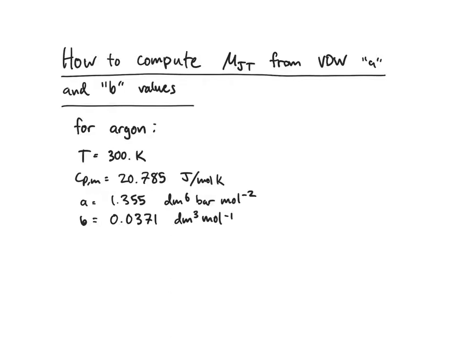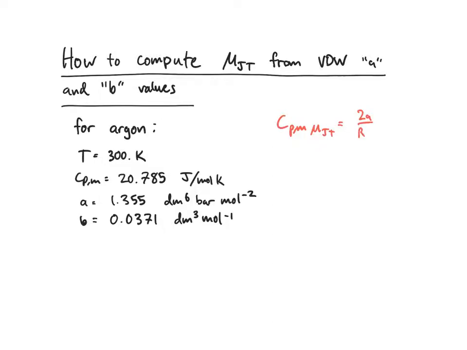Hi everyone, in this video I'm going to show you how to compute the Joule-Thomson coefficient from the van der Waals parameters A and B at a particular temperature. And to begin, we'll use the definition of the Joule-Thomson coefficient for a van der Waals gas that you find in the book and also in your protocol and also in your pre-lab question.